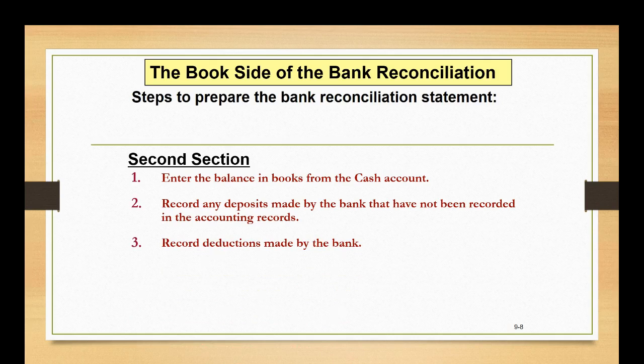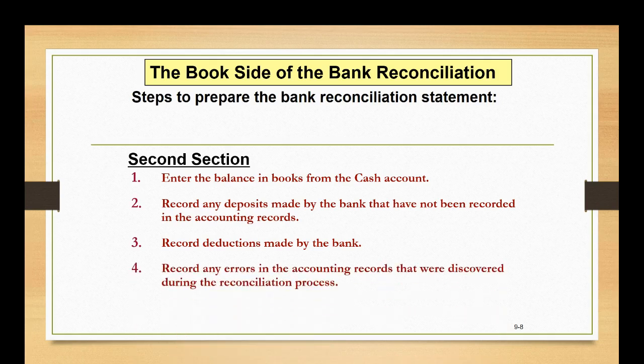Finally, you want to record any deductions that the bank made that you may not know about. Most common are different types of fees, or possibly NSF checks that we've received from our customers. NSF checks, or sometimes they're called ISF checks, stand for non-sufficient funds or insufficient funds. And then we would want to record any errors that we made on our side that were discovered during the reconciliation process. And finally, we would compute the adjusted book balance.